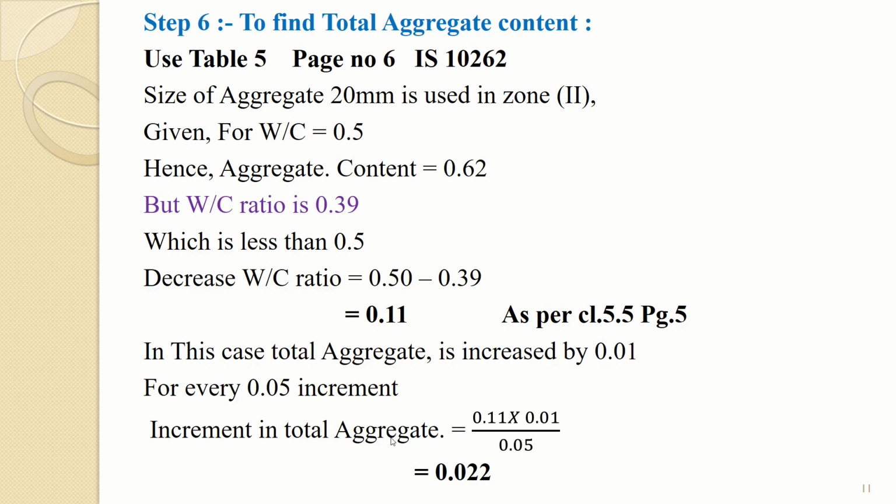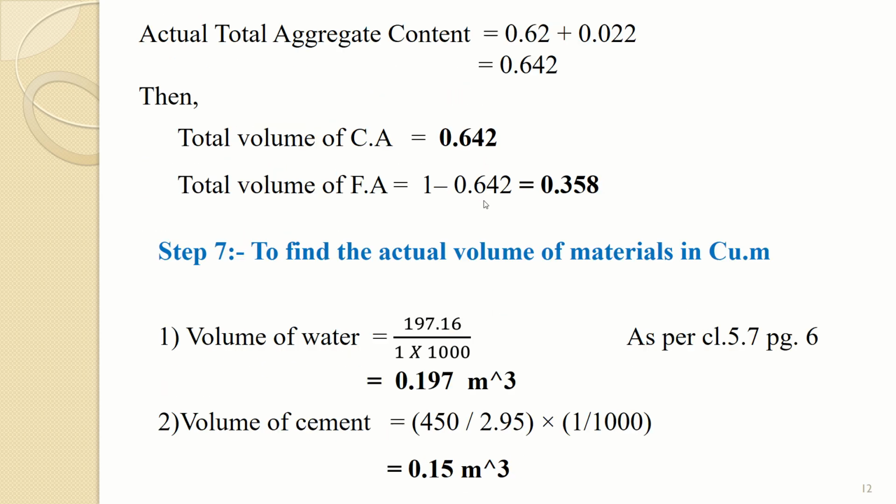So the increment in total aggregate will be 0.11, the difference, into 0.01, the increment for a 0.05 difference in water content. If we calculate this, the value will be 0.002 of additional aggregate added, and that value of 0.002 should be added to 0.62. So the same thing I have done here: 0.62 plus 0.002, so the total CA content will be 0.642 of total volume.